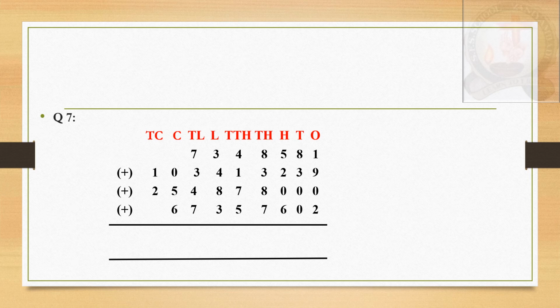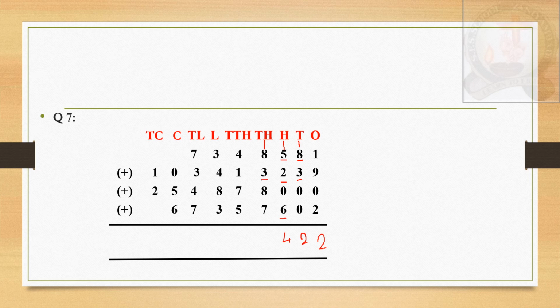We add from the unit digit onwards. 1 plus 9 is 10, 10 plus 2 is 12. For 12, write 2 and carry 1 to the next digit. Now 1 plus 8 is 9, 9 plus 3 is 12. For 12, write 2 and carry 1 to the next digit. Now 1 plus 5 is 6, 6 plus 2 is 8, 8 plus 6 is 14. Write 4 and carry 1.